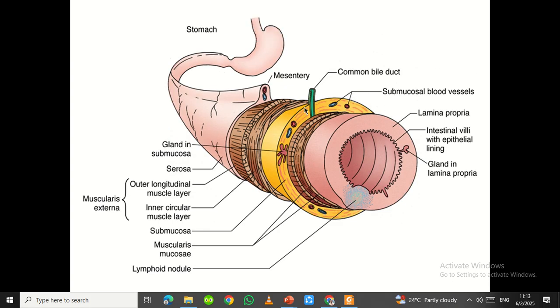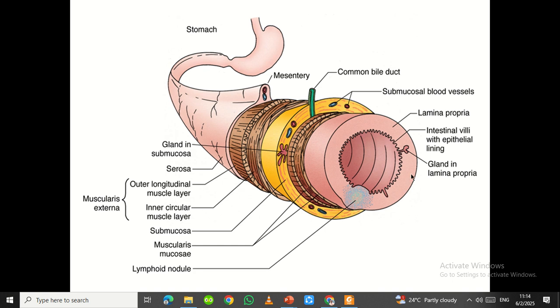So this is a schematic diagram that shows the wall of your GIT. So this is going to be your lumen, right? And then you are going to have your epithelial lining the lumen. You can actually appreciate that the lumen has folds, it is folded, and the folding is due to the muscularis mucosa that we spoke about.